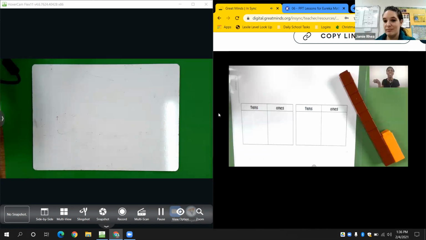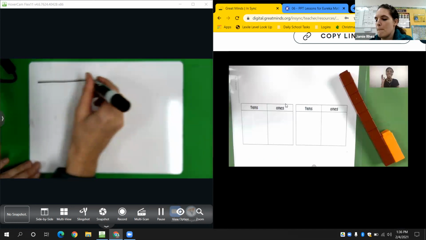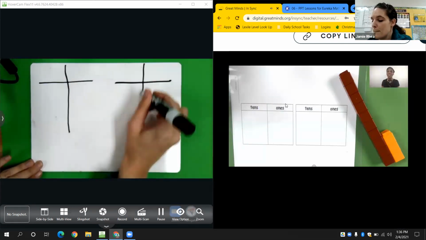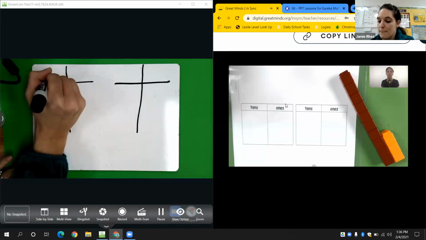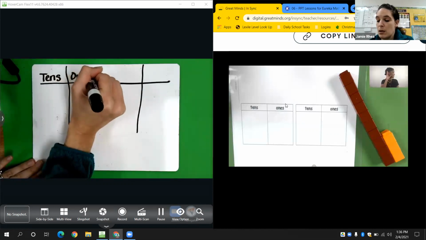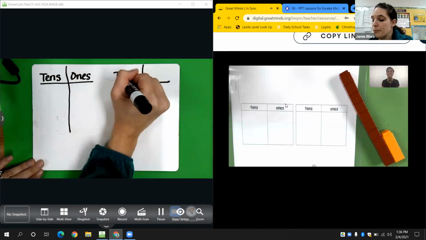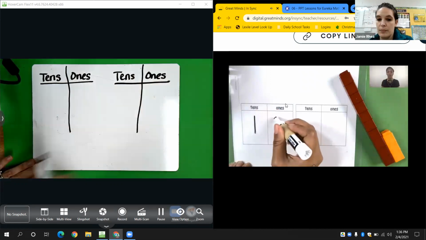How many cubes do you see? I see 1, 2, 3, 13. I think I heard you say 13. Well, how many tens and ones are in the number 13? 1 10 and 3 1s. Yes, 1 10 and 3 1s. We'll record that in our place value chart.